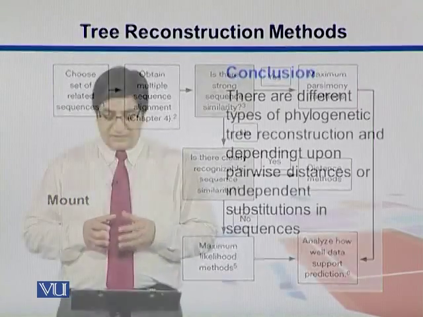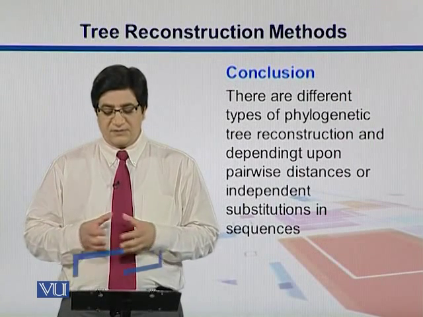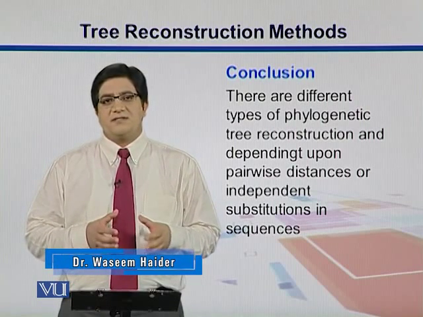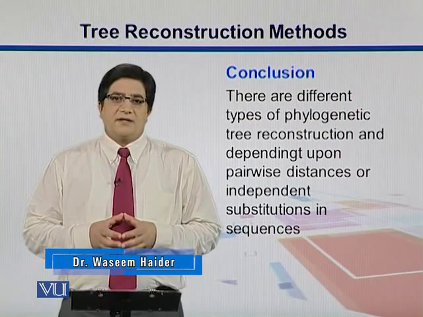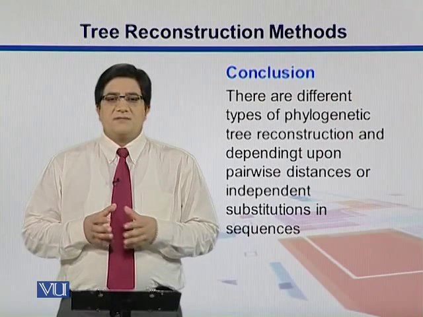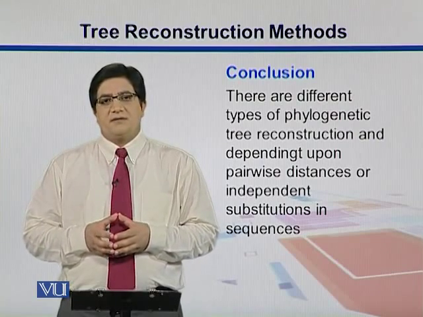So we see in this section that there are different types or methods of phylogenetic tree reconstruction. There are distance-based methods that depend upon the distances among the sequences, whereas we have character or sequence-based methods where we assume that each character substitution is independent of its neighbors, or independent of other nucleotides.